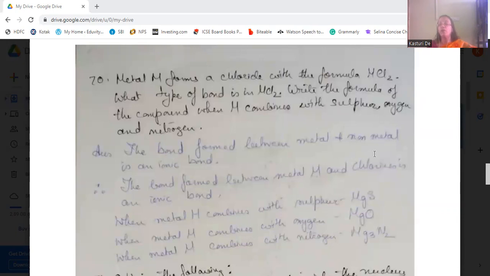the formula will be MS. Then when M combines with oxygen, it will be MO. Then for M combined with nitrogen, it will be M3N2, because nitrogen has valency 3 and M has valency 2. So that means M3N2.